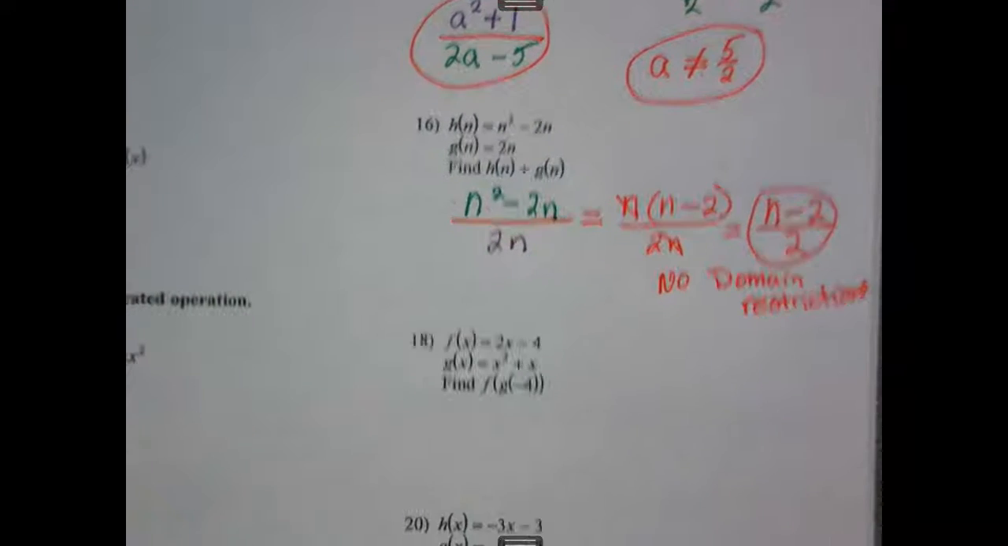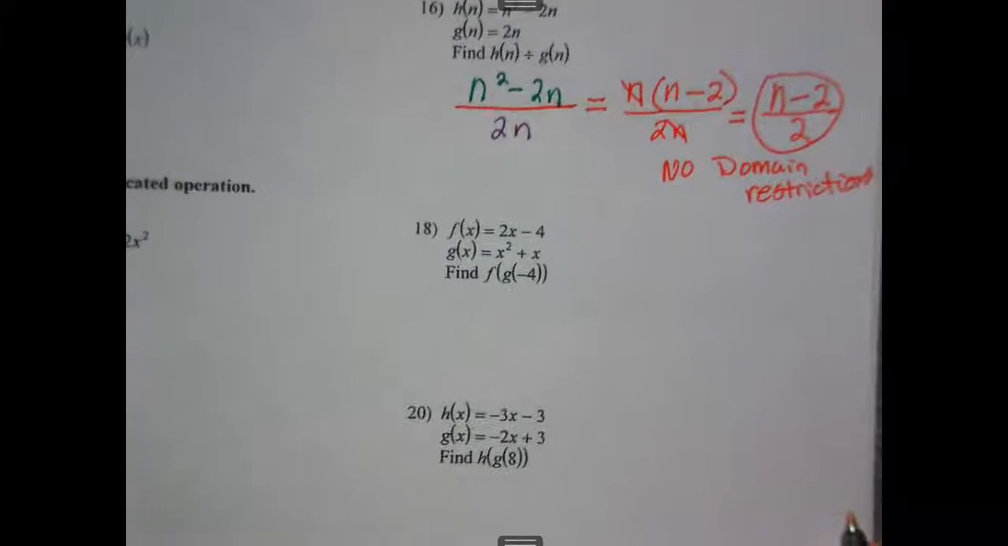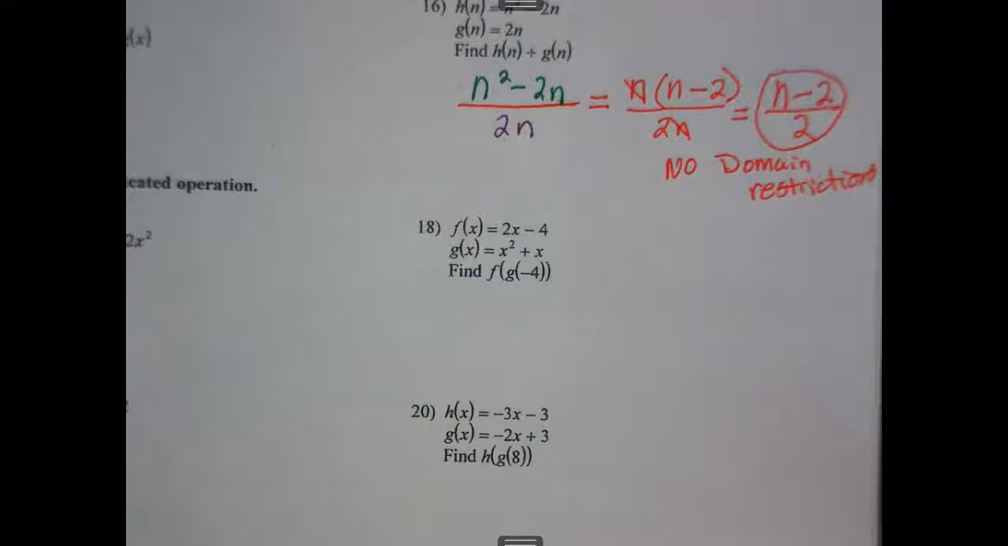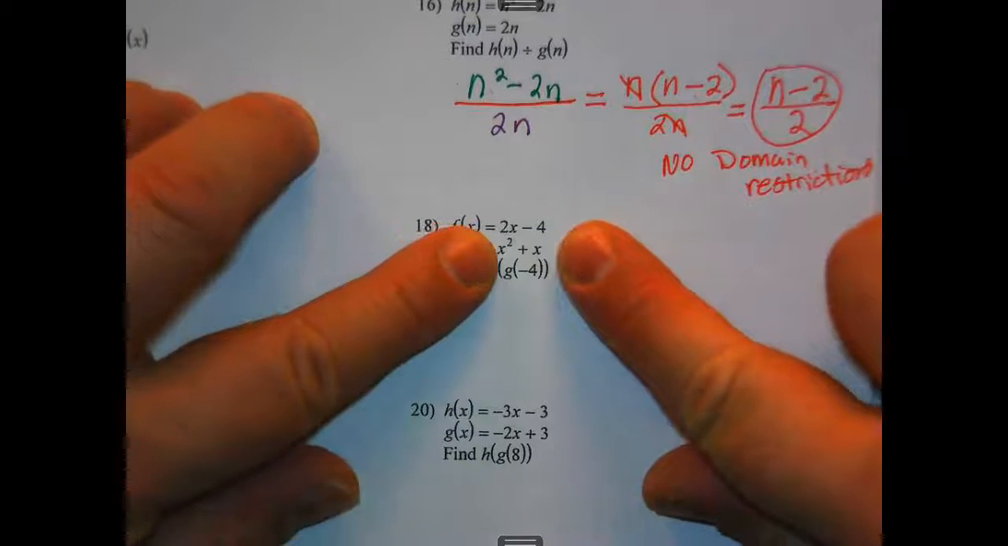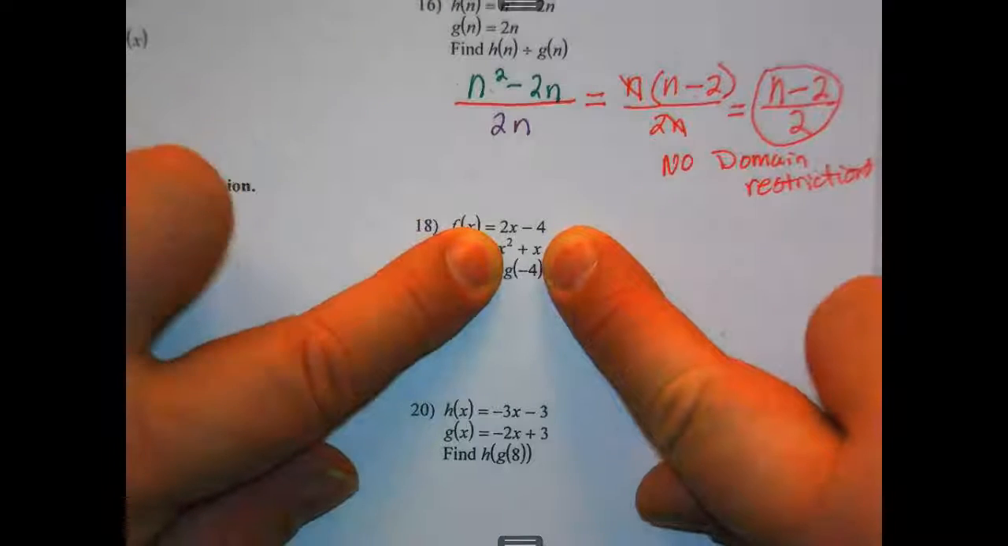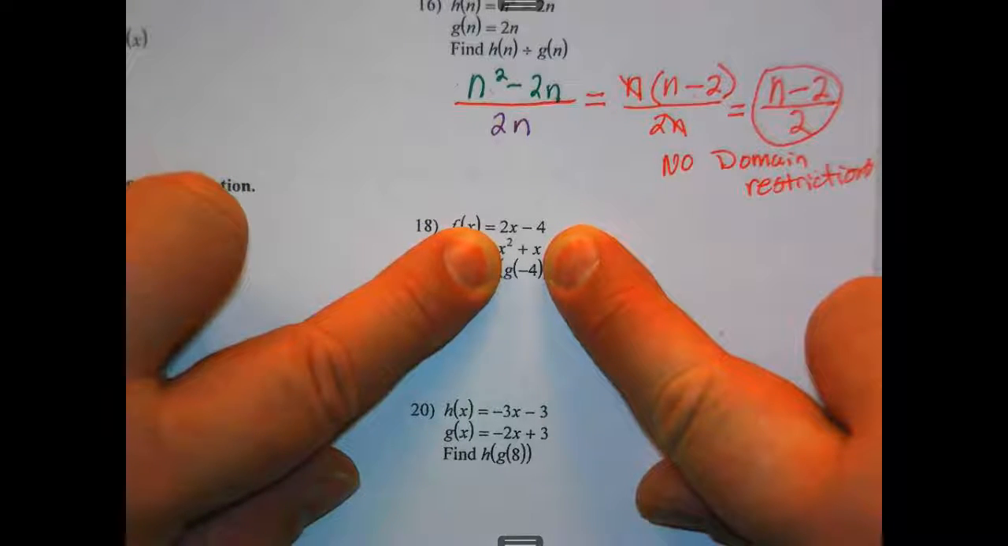Number 18. Composite functions. Ooh, this is the more funner, best stuff. Okay, so we have the f of g of -4. So what do we have to do first? Innermost parentheses, right? That's right. Find the g of -4.